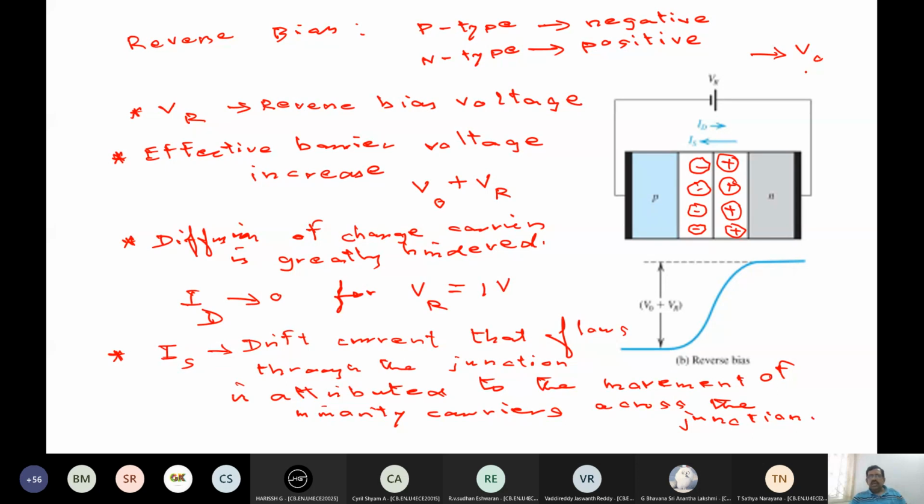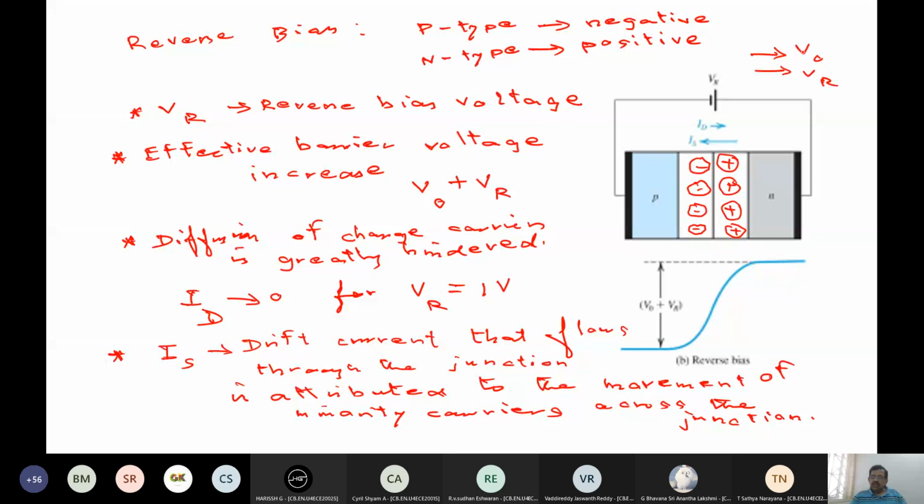Okay, so when you move from the positive to the negative, you actually go along the increasing direction of the field, or the decreasing direction of the potential. So here the VR is in the same direction as V0. Therefore, the barrier is increasing. Please note down that the reverse potential is in the same direction as the built-in potential.